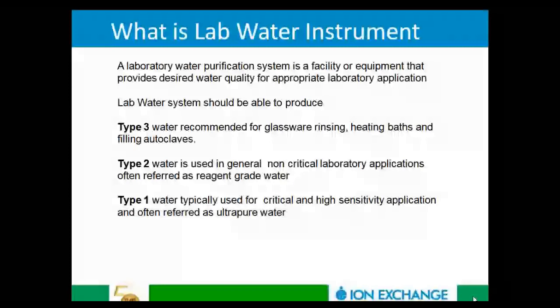To summarize, different laboratory applications require different qualities of water. This quality of water is determined by the sensitivity of the application the user is working on. Broadly, there are three types of water: type 3, type 2, and type 1. Type 3 can be considered treated water, type 2 is pure water, equivalent to USP grade purified water, and type 1 is ultra pure water, which can be considered water for chromatography application as referred to in the European pharmacopoeia.